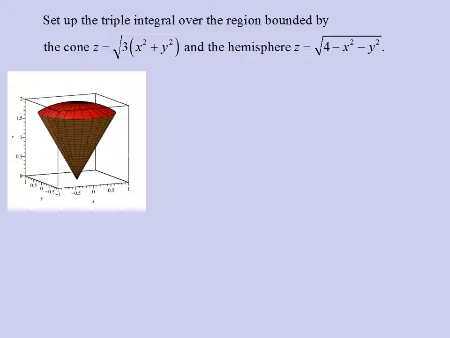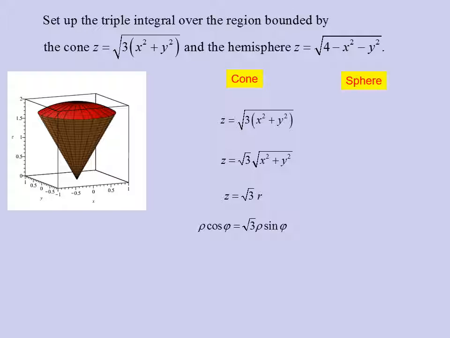So let's take the cone first and change it into spherical coordinates. We're going to replace the x squared plus y squared with r squared, and then the square root of r squared is just an r. Now we replace the z with rho cosine phi and the r with rho sine phi, and then solve for phi.